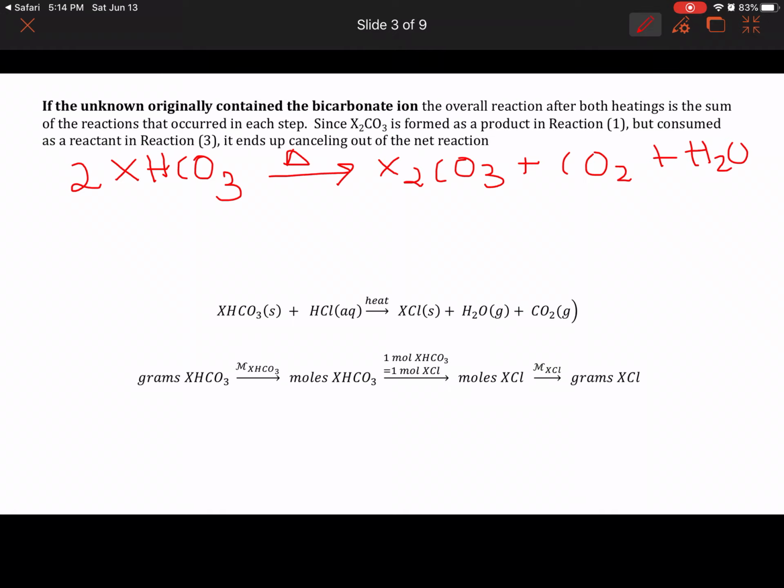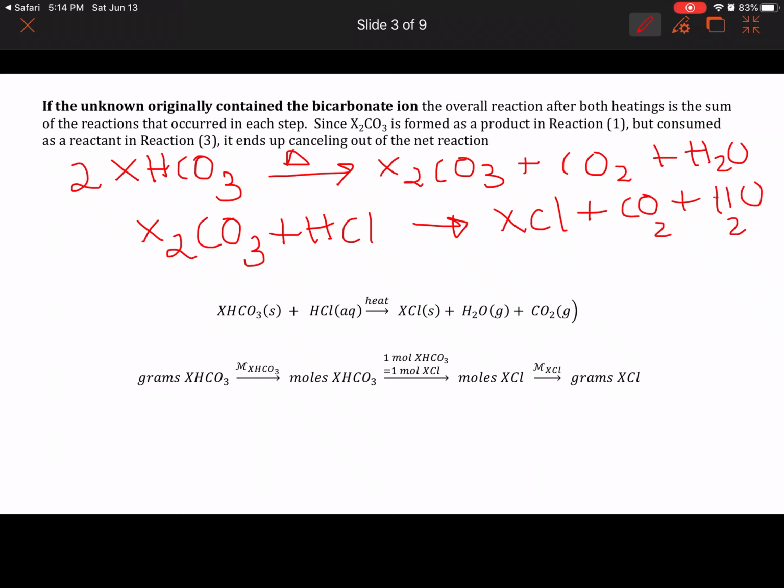And then you took that X2CO3, the metal carbonate, and then you add hydrochloric acid, and then this became XCl plus carbon dioxide plus water. This is your second heating. Now whoever used metal bicarbonate had to use both of these reactions to get to the final product. And we can balance this one, that's 2XCl. And then you can put 2 right there. Now it is balanced. Now if a reaction involves 2 steps like this, to get the overall reaction we need to add them together.